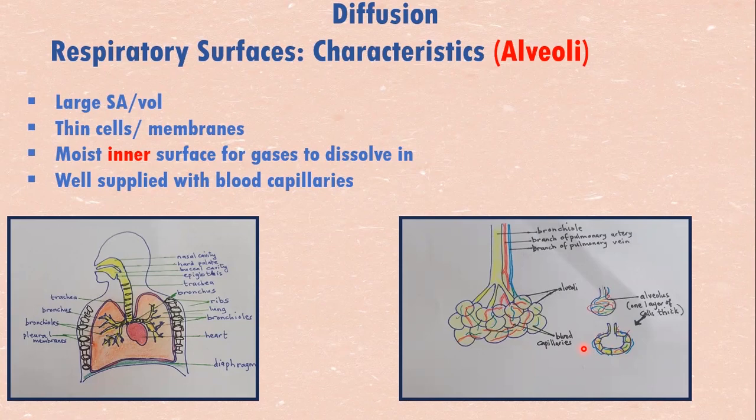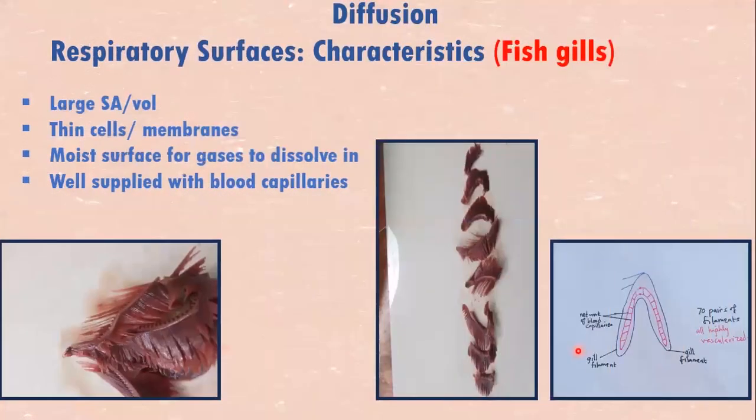Gases in, gases out. Now let's look at another respiratory surface: the fish gills. The fish gills also do gaseous exchange. Oxygen in, carbon dioxide out. You see, the gill is made up of filaments. It has a bony structure, a bony arch, that supports the filaments. And it has gill rakers. These are the rakers. They sieve out food. Look, very short ones here.